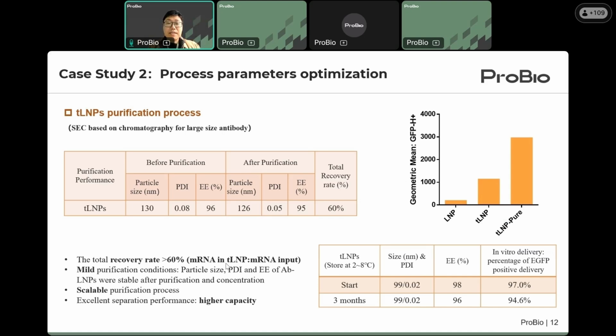And in ProBio, now we can guarantee you we will get an mRNA recovery rate over 60%. So this is how we define the recovery rate. We take the mRNA input as a whole, which means the mRNA you got from the IVT process, and we compare this to the mRNA encapsulated in your final tLNP. So this is how we get 60%.